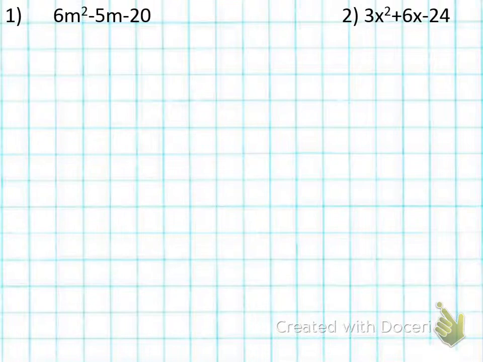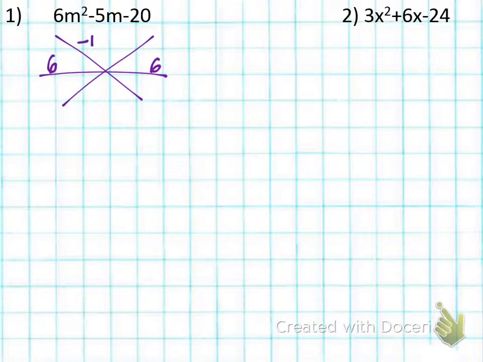Okay, looking at number 1, first thing I'm going to do is see if there's a GCF. It looks like there is not one, right? 2 goes into 6 and 20, but not 5. 5 goes into the 5 and the 20, but it doesn't go into 6, so I can't pull anything out there. So I'm going to go ahead and make my X box and set it up. I have my A term going on the top of the line, so 6 and 6. 6 times the negative 20 gives me negative 120, and then negative 5 goes below.